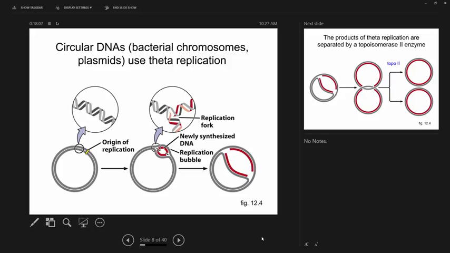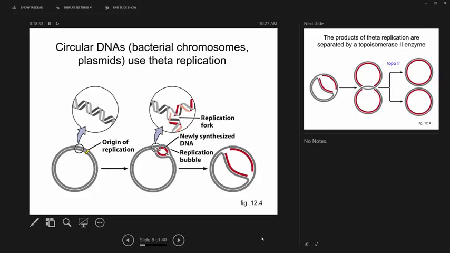This is the DNA that's in the nucleus of prokaryotic cells as chromosomal DNA, and also DNA that is plasmid DNA, so smaller circles of DNA that can be exchanged between bacteria. So these all use the theta replication mechanism.